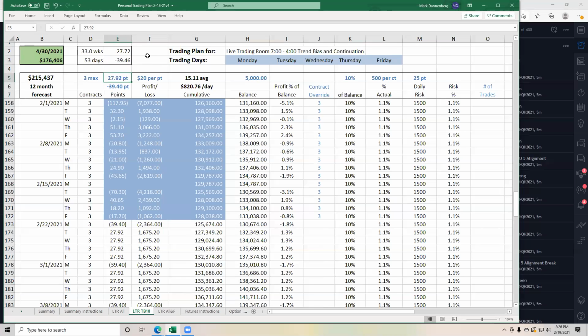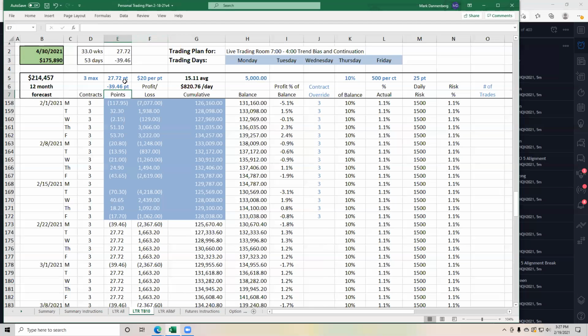So we're going to put those values in our going forward forecast to tell our personal trading plan what to expect for the next 19 weeks. So 27.72 and minus 39.46. So you can see here that we're 33 weeks in and the values changed slightly, but not significantly.